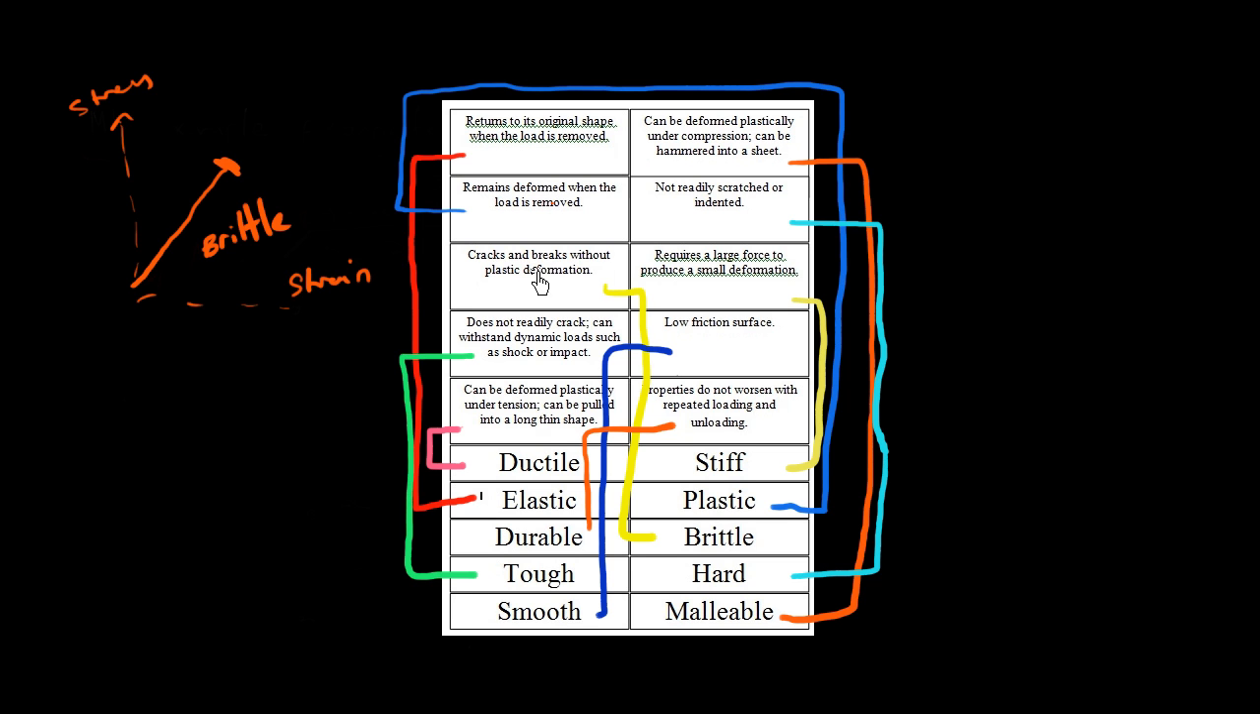If it does not readily crack, and can withstand dynamic loads such as shock or impact, then that's something tough. Something tough can take dynamic loads or an impact. It can take a lot of energy basically, and that's ones which have a large area under the graph. That would be a tough material. There's a lot of energy that it can absorb.